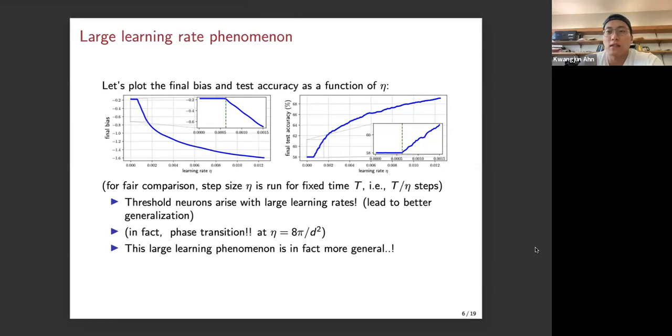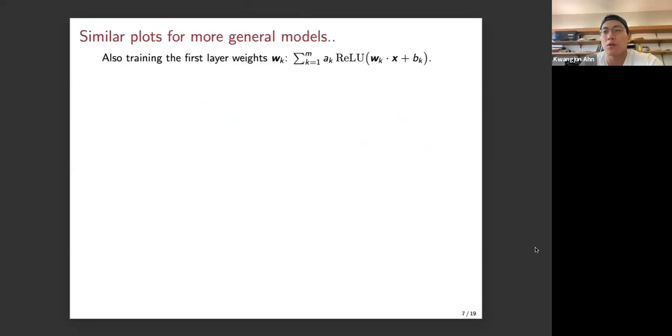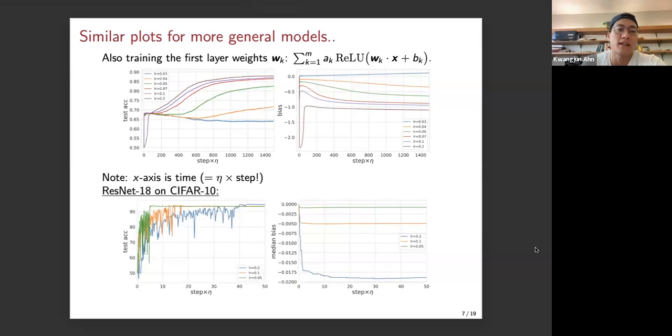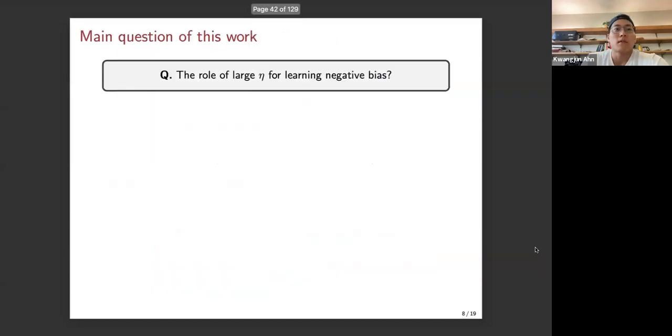And these striking phenomena are not specific to this simple model. For the original network, training all the weights of the one hidden layer neural network, we also see the phenomenon where test accuracy is better with a large learning rate, and a large learning rate leads to negative bias, which leads to thresholding units. And to a certain extent, we see this for ResNet-18 on CIFAR10. Okay, so the main question of this work is, what is the role of large learning rate in learning negative bias, or learning thresholding units?